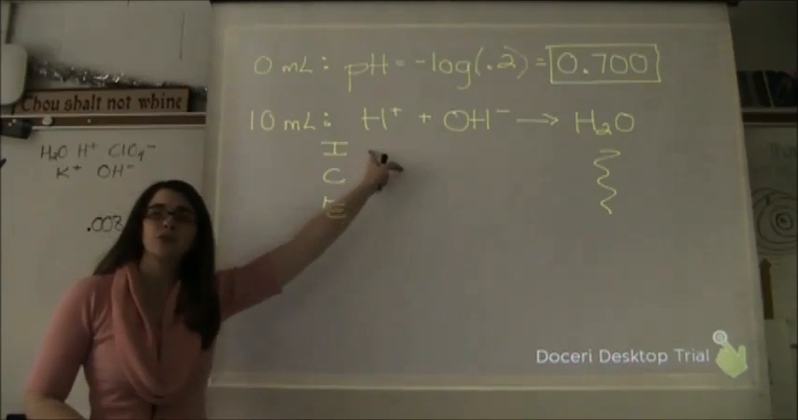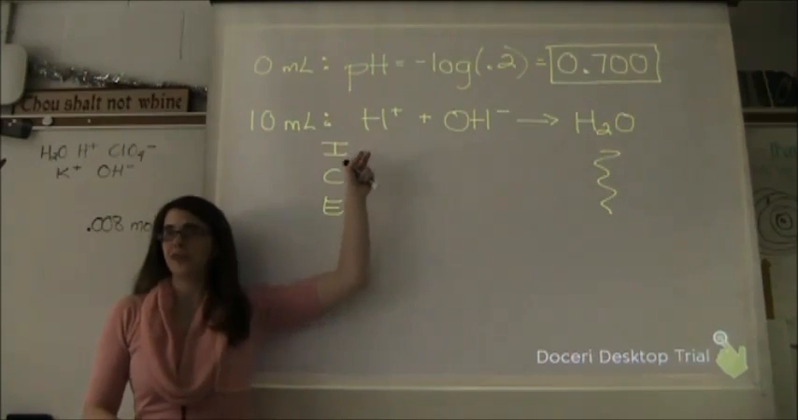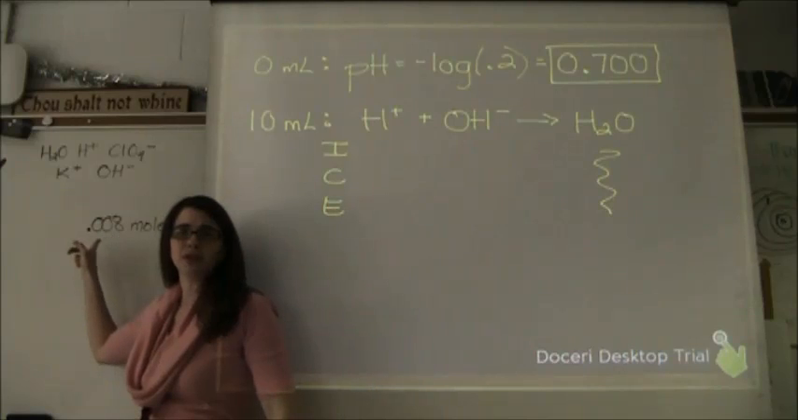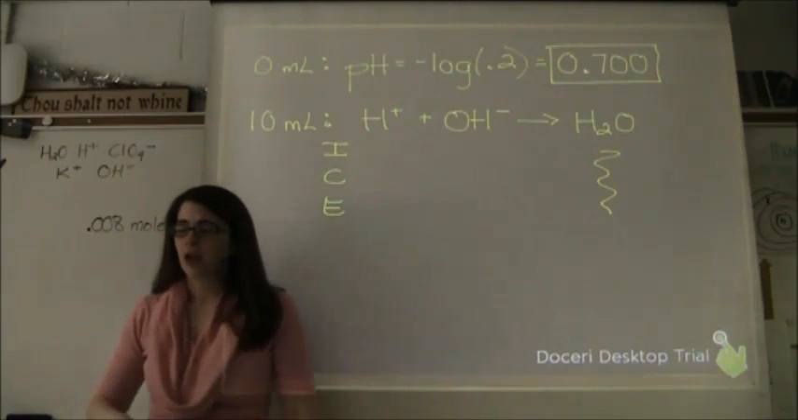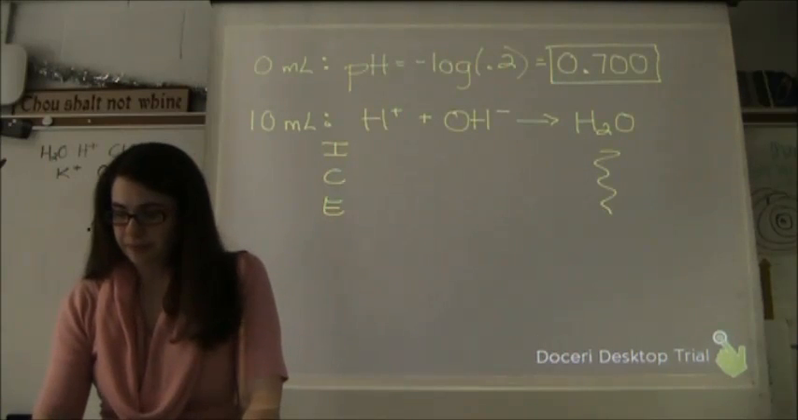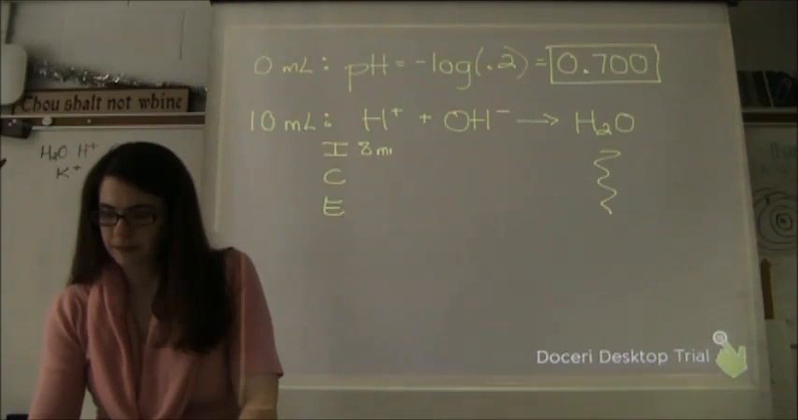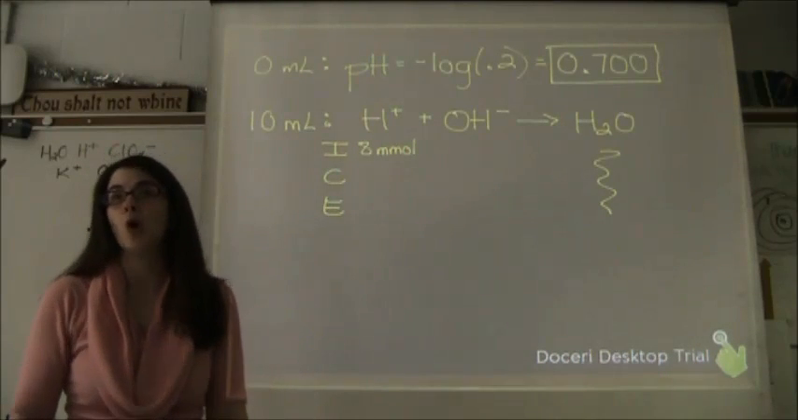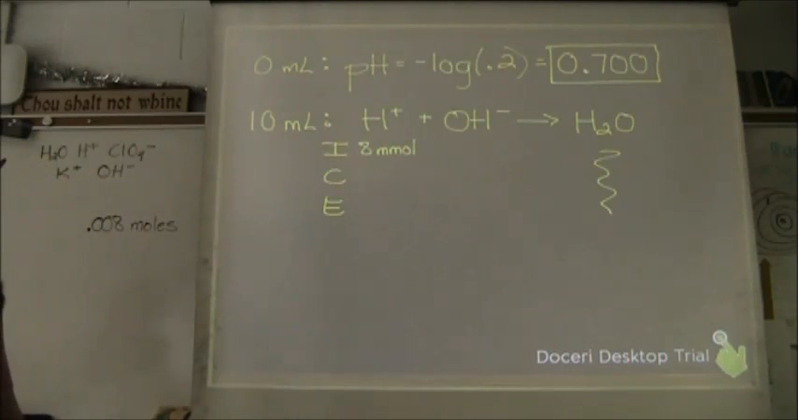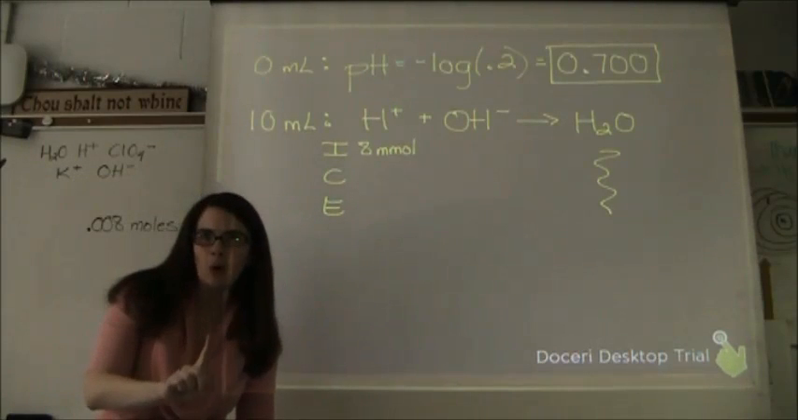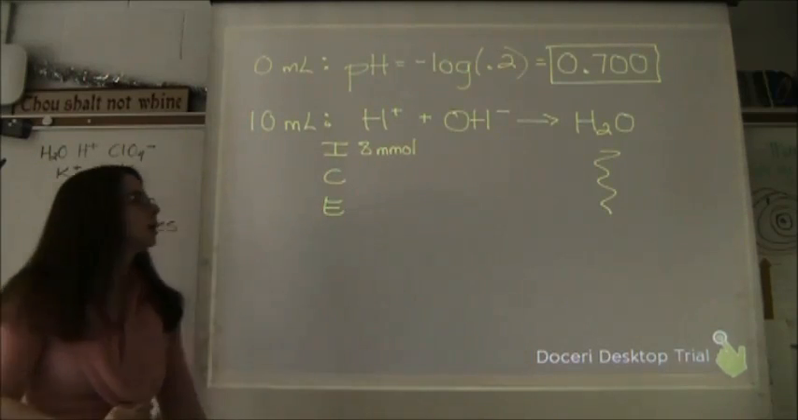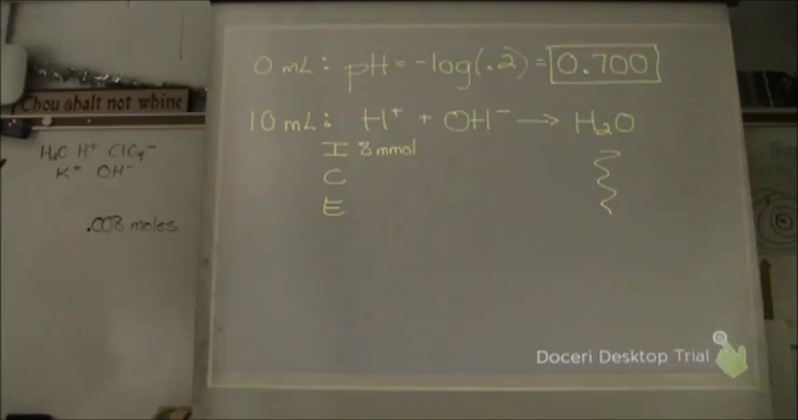I am not going to write 0.008 moles. I don't like the dot. I don't like the zeros. It annoys me. Here's what I'm going to write. 8 millimoles. I did not say minimoles, just so we're clear. Millimoles. It's a prefix, milli.